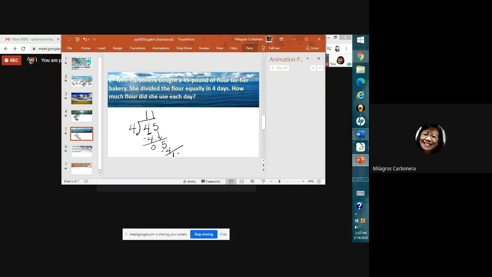Now, what would I do with my extra here? I would still divide this by 4. But can I divide it? No. So, since I cannot divide, I would express it as a fraction. And how would my fraction look like? Whatever the extra, that would be my numerator, and my denominator is my divisor. So therefore, Mrs. Carbonera used 11 and 1/4 pounds.